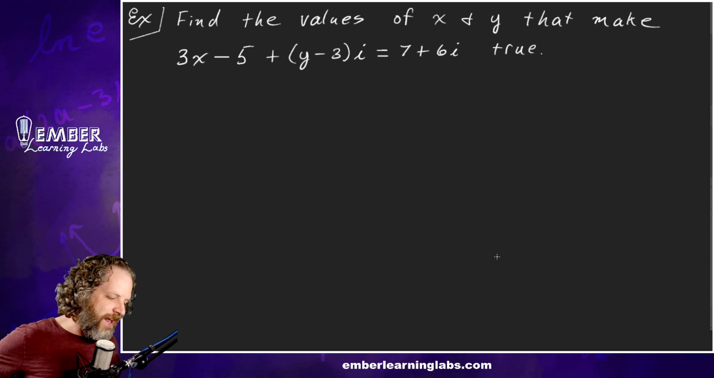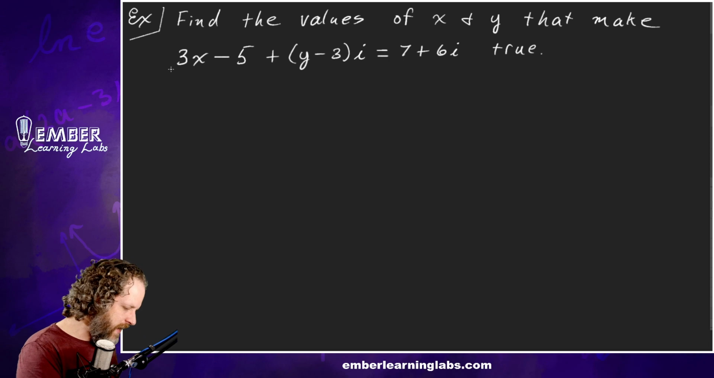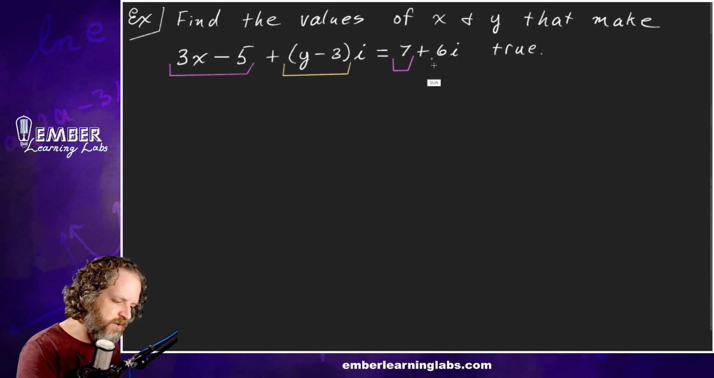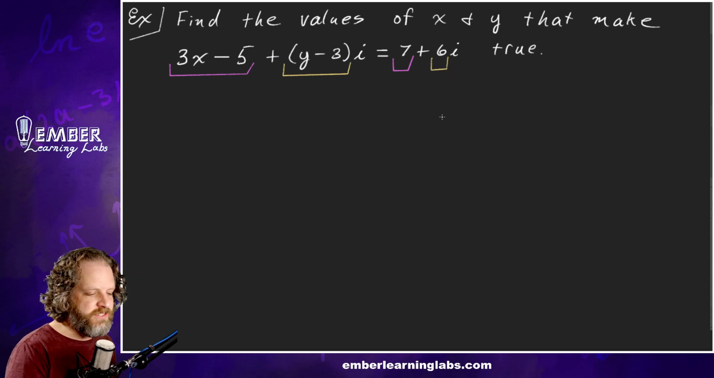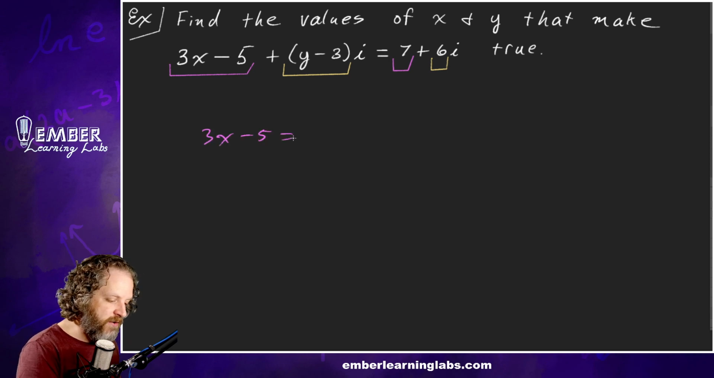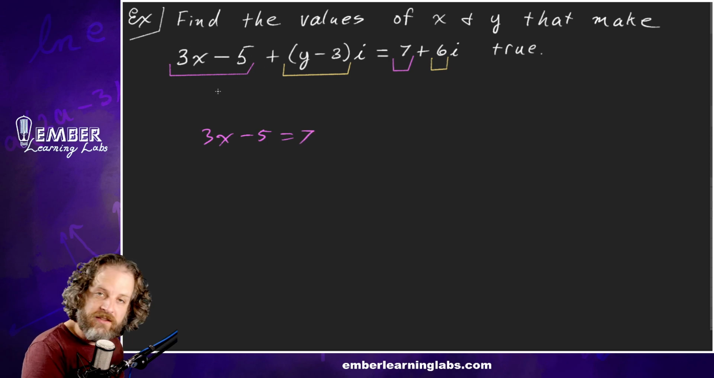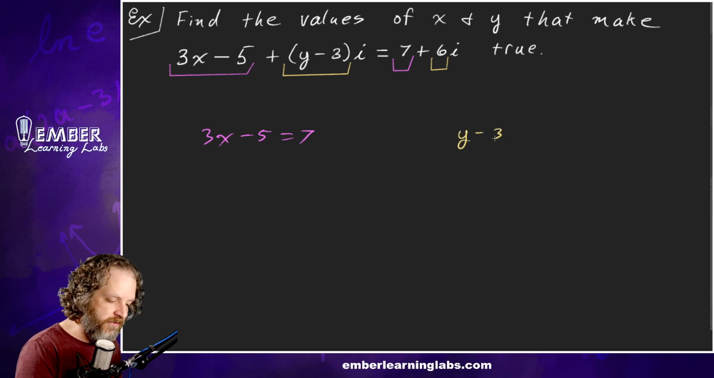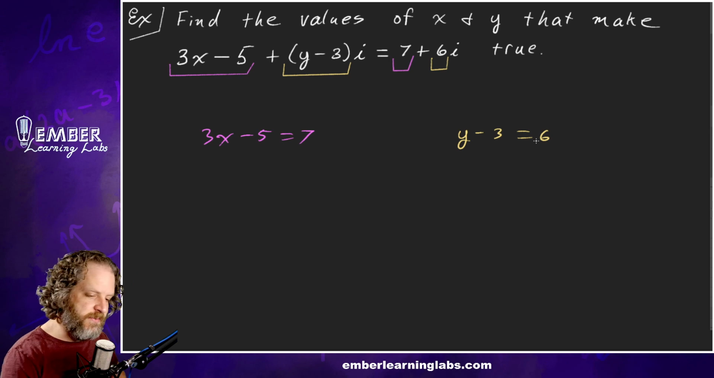Not really, right? Because, see, what we have here is we have the real part. See how this real part relates to this real part? And then we have the imaginary part, which relates to this imaginary part. And so those two go together. So we can kind of set up two little baby equations and figure out x and y. Let me show you what those two baby equations are going to be. The first one would be 3x minus 5 equals 7. See, that's the real part. See, it's in the place of the real part. And then the other one would be this imaginary part, and it would be y minus 3 equals 6. Easy peasy lemon squeezy, right?